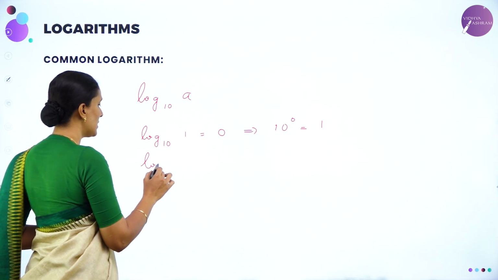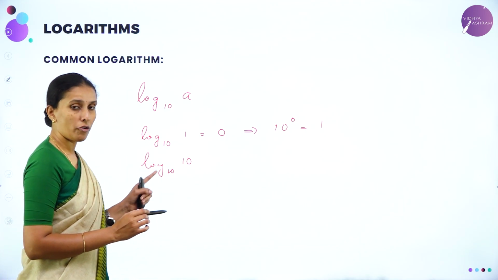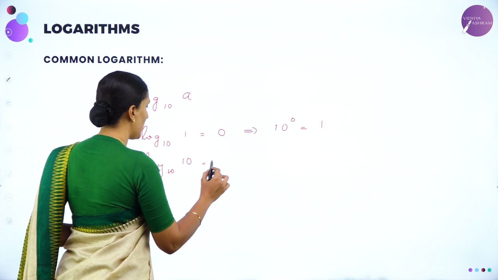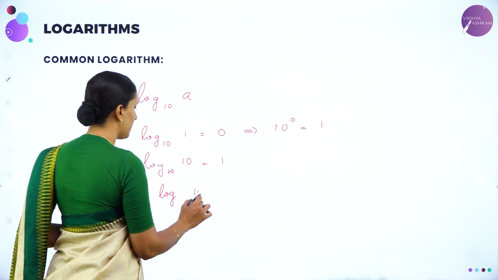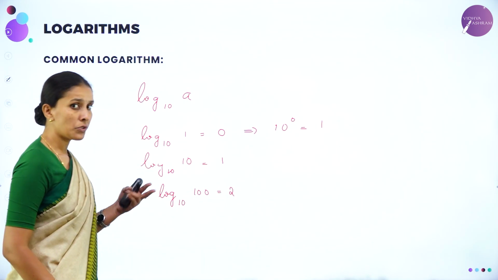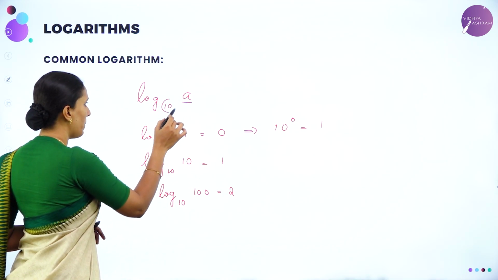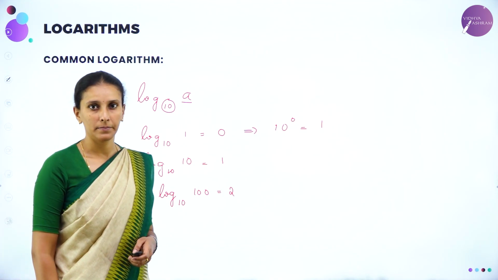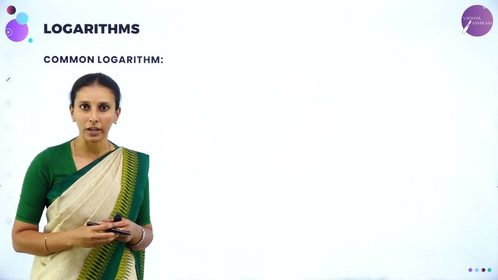Now if I take log 10 to base 10, we know that log of any number with the same base is equal to 1. So this will be equal to 1. Similarly, log of 100 to base 10 is equal to 2. Like this, log of any number to the base 10 is considered as common logarithm. We can find these logarithm values with the help of the logarithmic table.